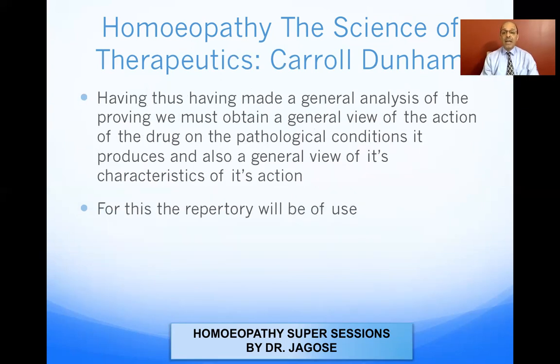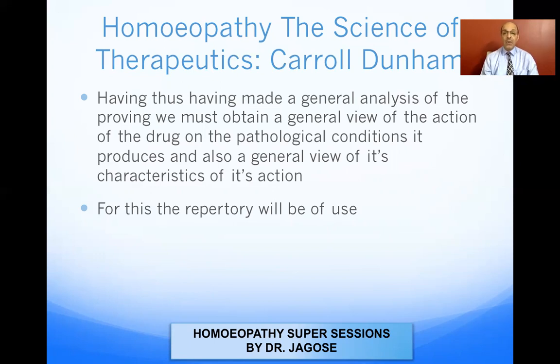Having thus made a general analysis of the proving, we must obtain the general view of the action of the drug on pathological condition it produces, and also a general view on its characteristics of its action. So therefore, he says that once you have made the general analysis, then you also have to see what pathological conditions the drug covers and what are its characteristics, symptoms, or symptoms which are characteristic in nature.